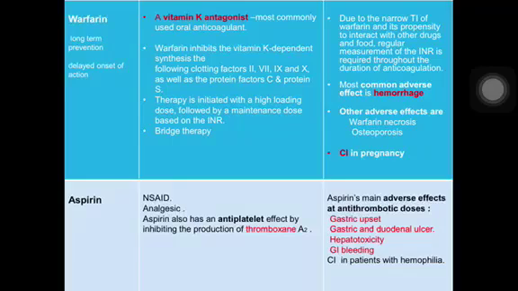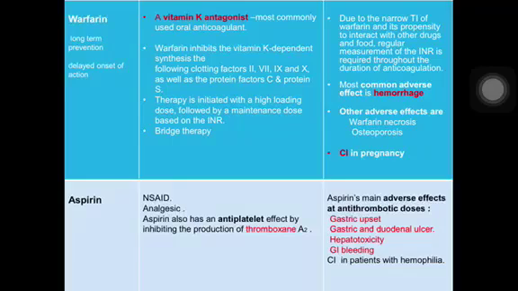C and S. Therapy is initiated with a high loading dose, followed by a maintenance dose based on the INR. Due to the narrow therapeutic index, measurement of the INR is required throughout the duration of anticoagulation. The most common adverse effect is hemorrhage. Other adverse effects are warfarin skin necrosis and osteoporosis. It is contraindicated in pregnancy.